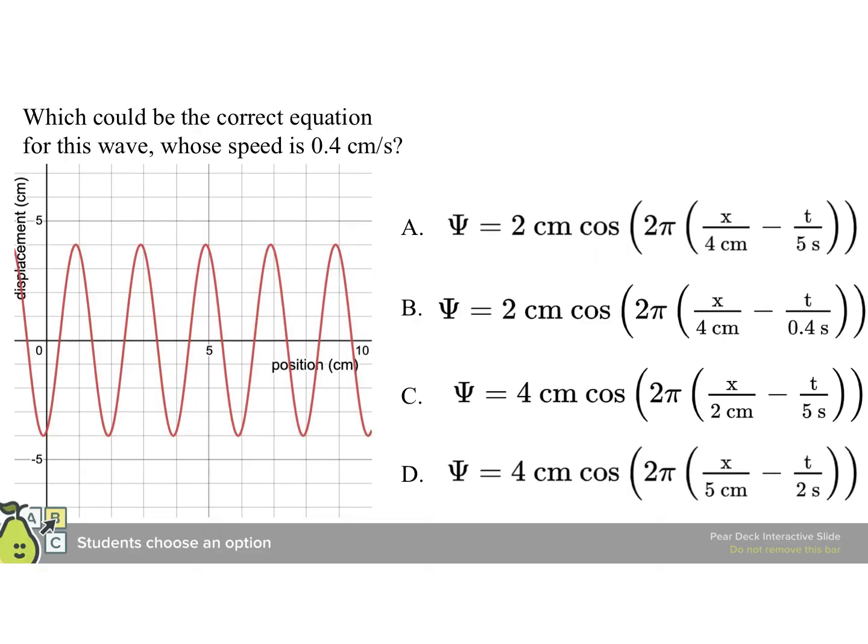Which could be the correct equation for this wave, whose speed is 0.4 centimeters per second? Well, we see that the amplitude, which of course is the distance off equilibrium, here is 4. So these guys are both out. And then we can see that the wavelength, which is the space between here, goes from just shy of 5 to just shy of 7. That is 2 centimeters, so we end up with this. So it must be this one.